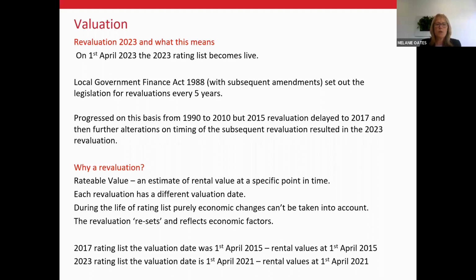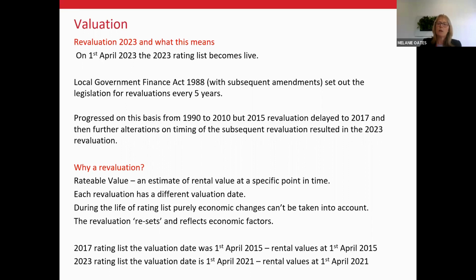So the 2023 revaluation resets things again, and the valuation date for that is the 1st of April 2021. So rental values as of 1st of April 2021. Now, depending on what kind of property you may occupy, when your new bills come in, you may have seen a drop between the rateable values to reflect the difference in rental values between those two periods, or it may have gone up. Again, it just depends what the market was doing for your particular property.